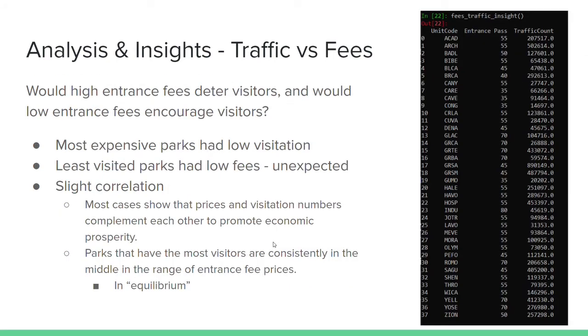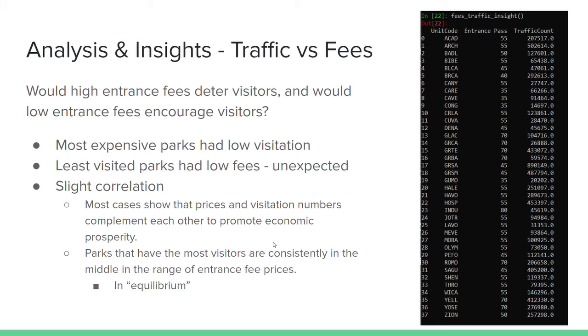Prior to analyzing our data, we thought that higher entrance fees would deter visitors and lower entrance fees would encourage more visitors to come. But after we analyzed the data frame, we saw that the most expensive parks had lower visitation, which was on par with our prediction, but the parks with the cheapest entrance passes had relatively low numbers, which was kind of unexpected. So we can conclude that park visitation and entrance fees don't necessarily cause one another, but there are cases that show how they complement each other in ways to promote economic income.